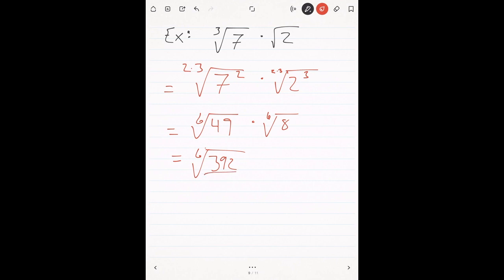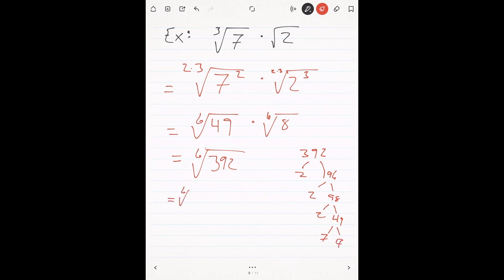Now, to be fair, we should check to see if we can break down 392. So I'm going to use the prime factor decomposition, and let's see if we can break that down. So 392 divided by 2 is 196. That divided by 2 is going to be 98. That divided by 2 is going to be 49. And that breaks down into 7 and 7.